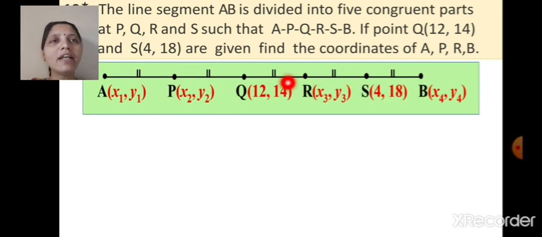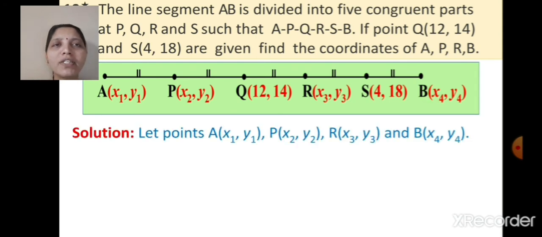And coordinates of points Q and S are given to us. Write those coordinates. And we have to find the coordinates of points A, P, R and B. So let's assume point A has coordinates x1, y1. Point P has coordinates x2, y2. Point R has coordinates x3, y3. B has coordinates x4, y4.